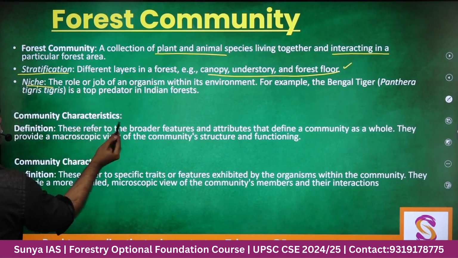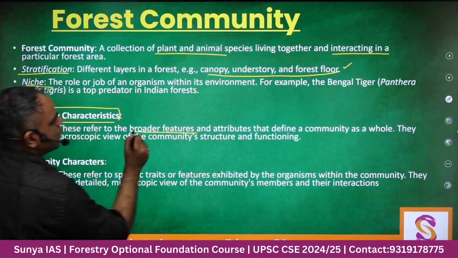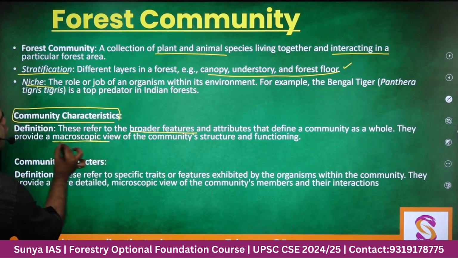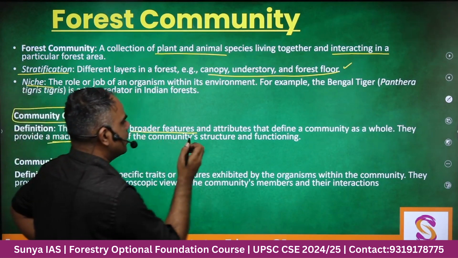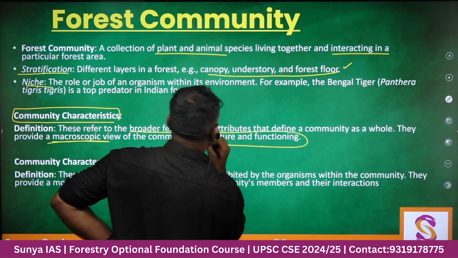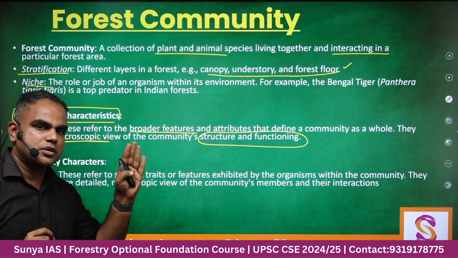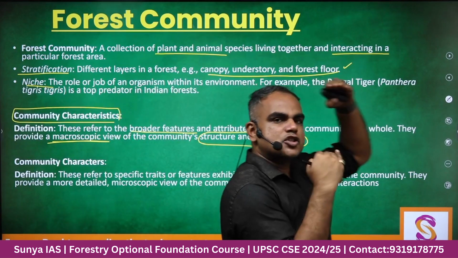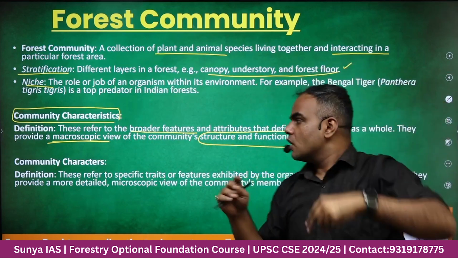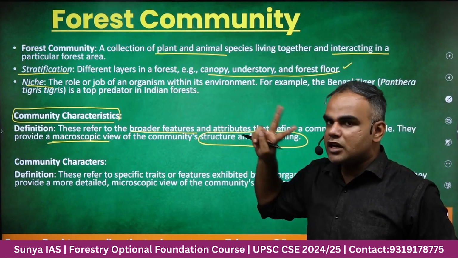And then community characteristics. So these are the broader features I told you. They are macroscopic, which tell you the structure and functioning. One term you will be noticing again and again, this term they're asking you again and again: structure, function, structure, function. They've asked you also very shortly, I'll tell you. But always think, there is a structure and there is a function. For example, the structure can be understood by stratification and niche.